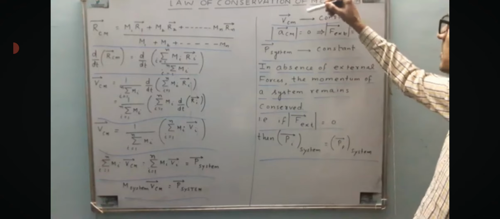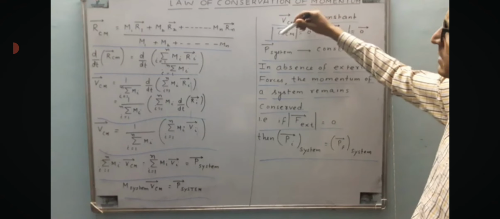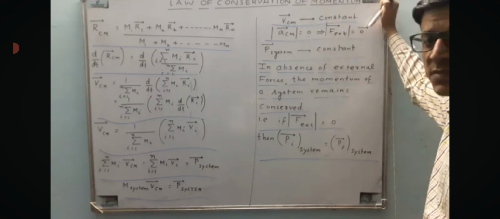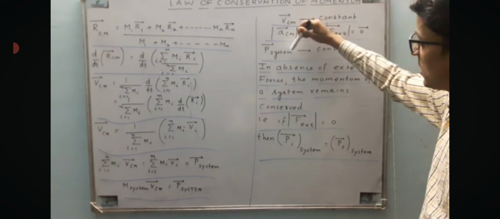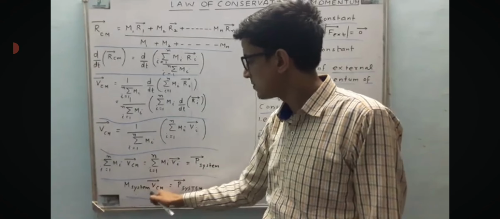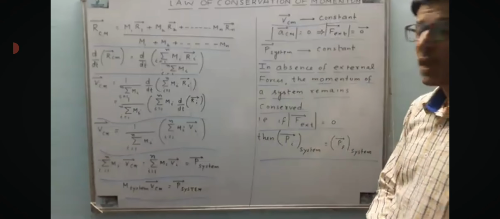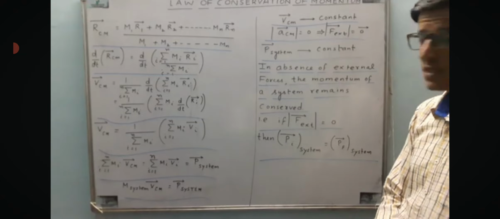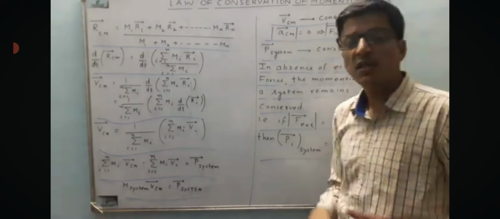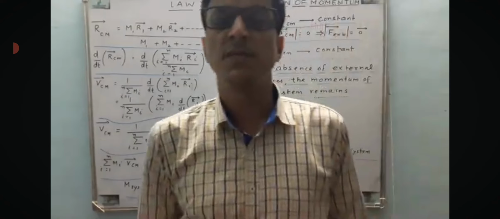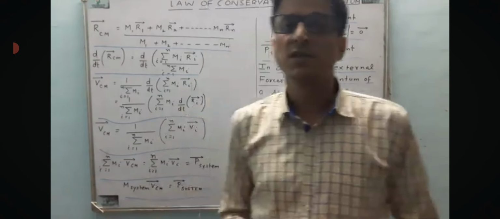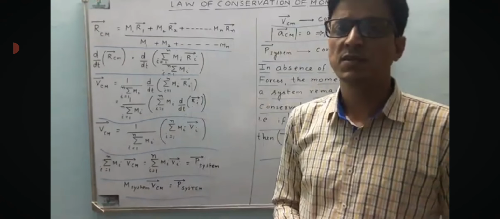Now velocity of center of mass will be constant when acceleration of center of mass is 0, which will be possible when external force on the system is 0. So momentum of system will remain constant because momentum of system is mass of system multiplied by velocity of system, and velocity of center of mass is constant. So we have momentum of system as constant. So we can say that in absence of external forces on a system, the momentum of the system remains conserved. That is, initial momentum of the system is equal to the final momentum of the system.